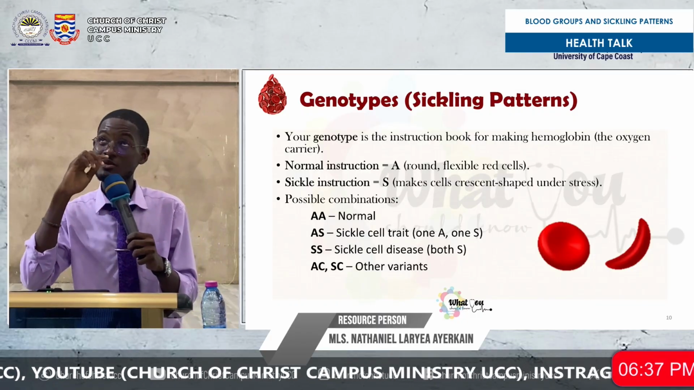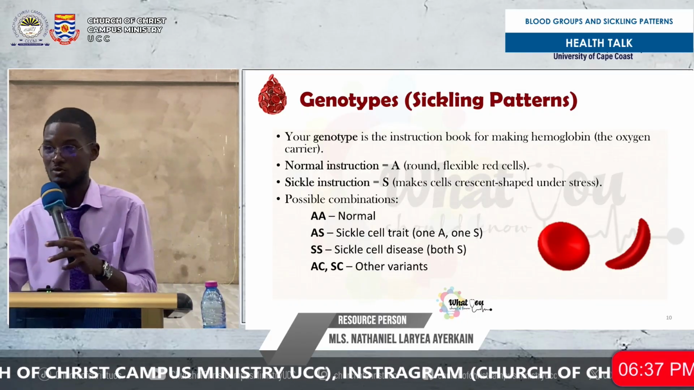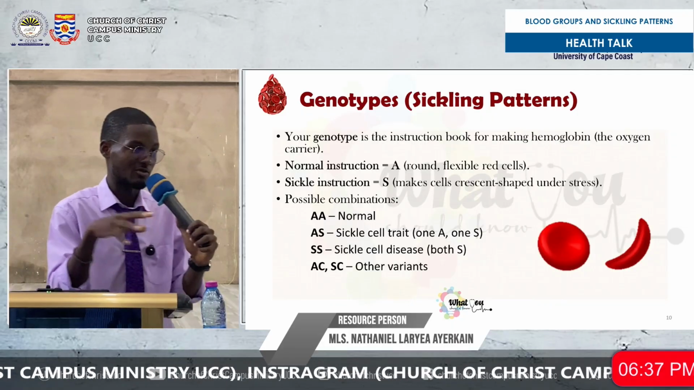The hemoglobin we spoke about, which was responsible for transporting oxygen across the body, right? Actually comes in types. It's not just one type. There are variants because of the different codes of genes, because of different genotypes, right?